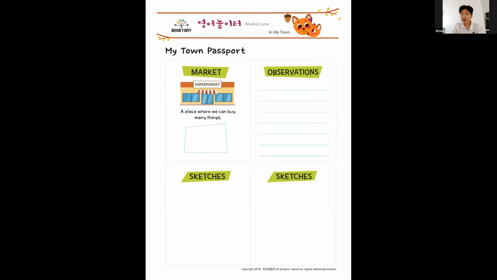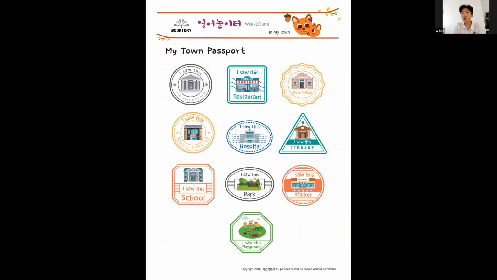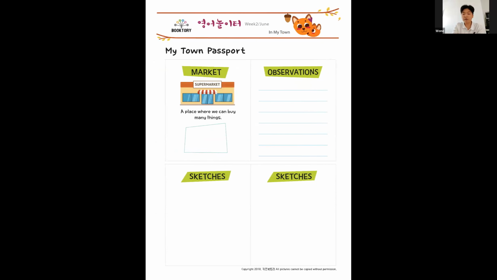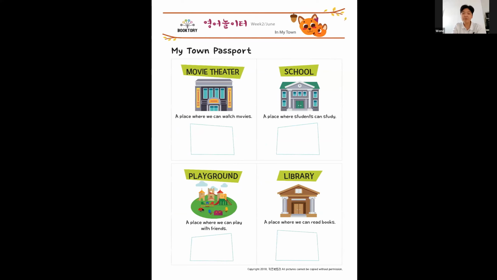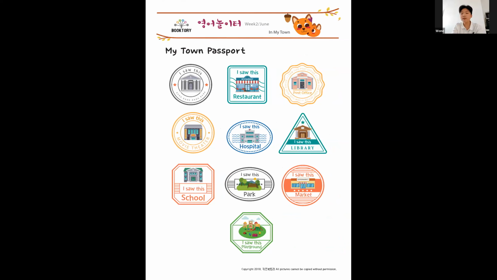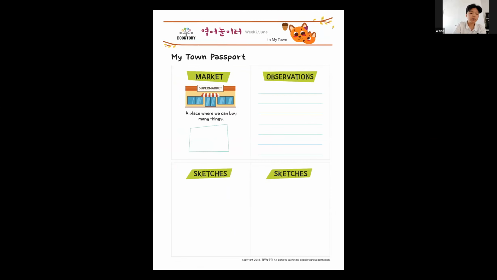And under observations, you can write some interesting things that you saw in these places. Under sketches, you can also draw them out. And once you complete the book, if you've ever been to those places, the market, the post office, the bank, hospital, park, movie theater, school, playground, library, a restaurant, you are going to cut out these stamps and glue them on to the square right here.